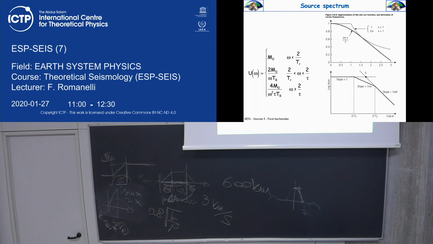Now we have two of these. You have to imagine that we have two lobes like that. One will be proportional to 1 over TR, and this will be proportional to 1 over tau. Because on average, tau is shorter than TR, so this is longer, higher frequency. And we will make this cut in different fashions. And this will go as 1 over omega, and this will go as 1 over omega. So from this point on, it will be omega squared. In the intermediate frequency domain, it will be 1 over omega, and the first one, it will be 1.